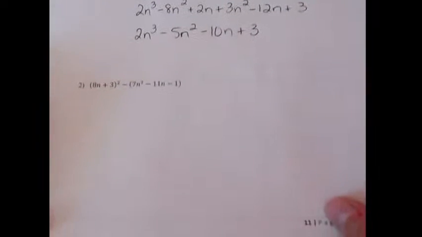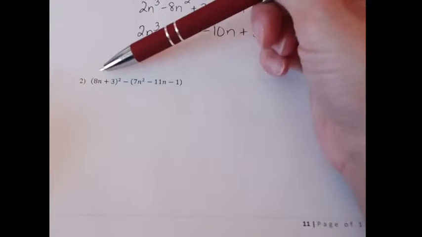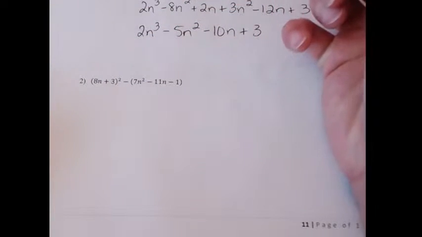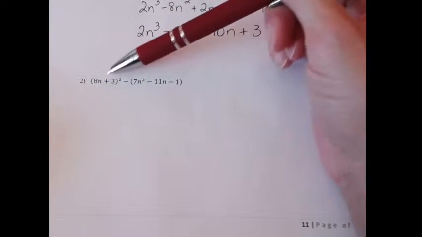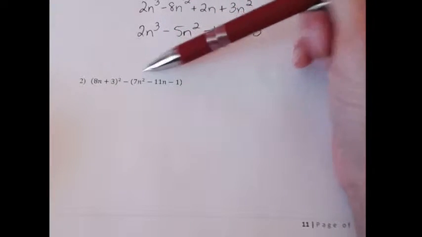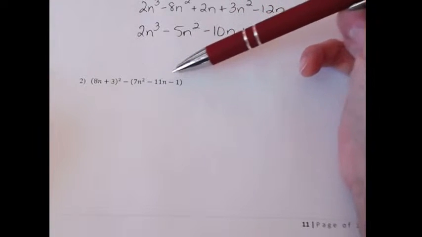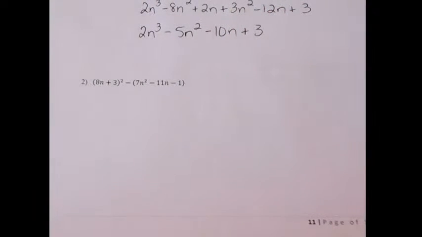Okay, last challenge problem of the day. Let's try talking correctly. I have 8n plus 3 to the second power minus, parentheses, 7n squared minus 11n minus 1. Let's see what you got.